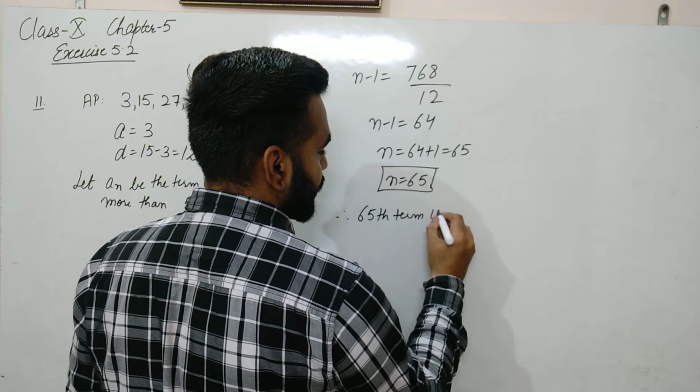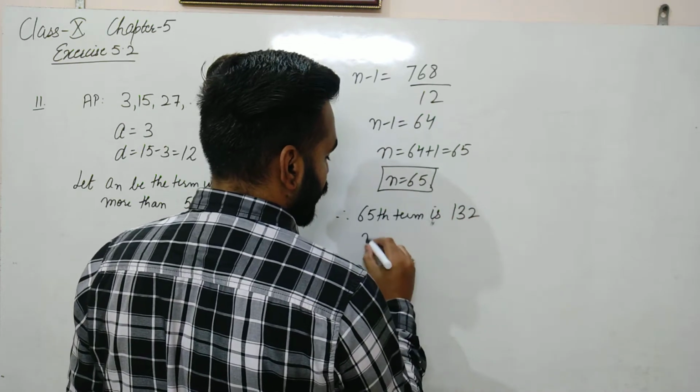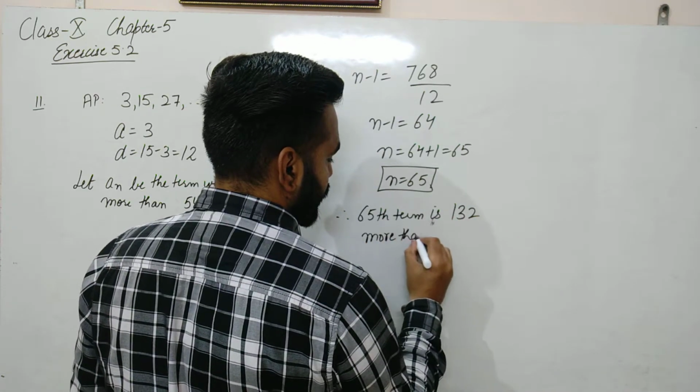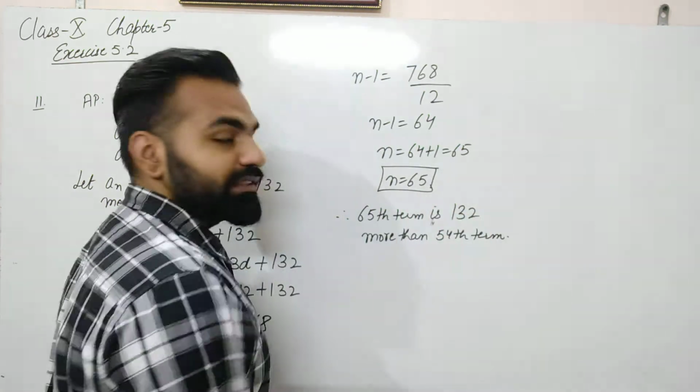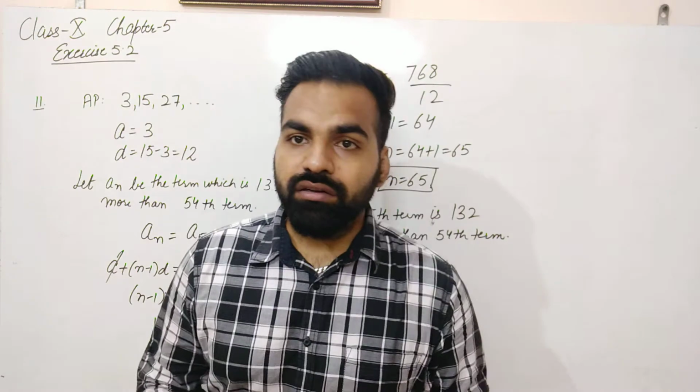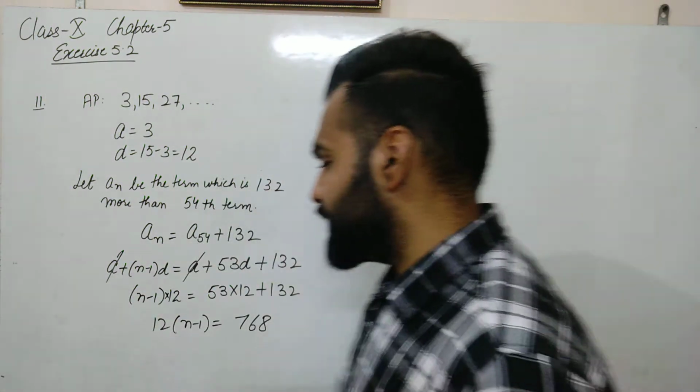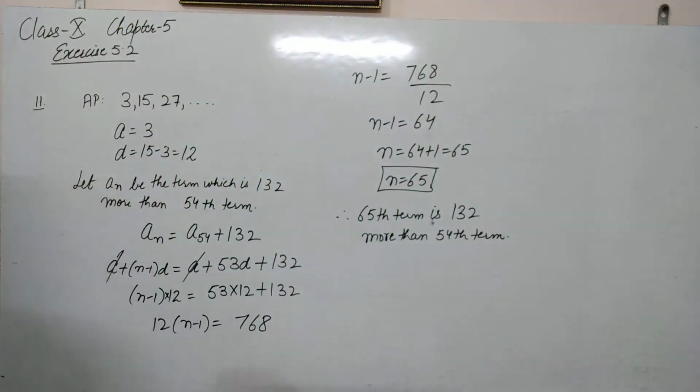is 132 more than 54th term. Since the value of n is 65 here, so 65th term is 132 more than the 54th term. This was question number 11.